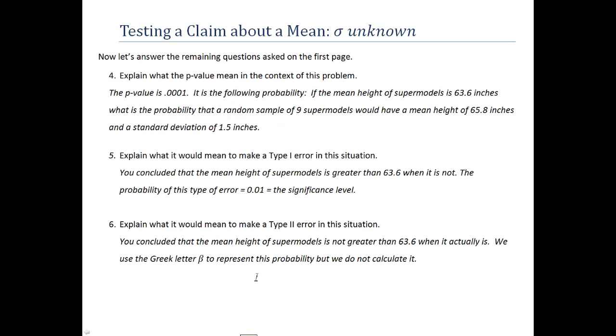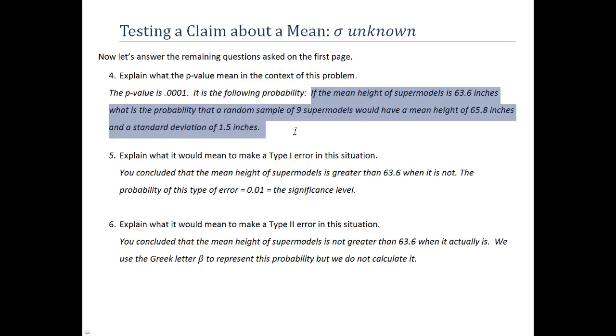Now let's answer a few more questions about the problem. What exactly does the p-value mean in the context of this problem? Well, the p-value is 0.001, and the p-value in this case is the following probability. If I assume that the mean height of supermodels really is 63.6 inches, based on that assumption, what's the probability that a random sample of 9 supermodels would have a mean height of 65.8 inches and a standard deviation of 1.5? Well, we see it's very unlikely. So that led us to reject the null hypothesis and say chances are that the mean height of supermodels is not 63.6 inches.